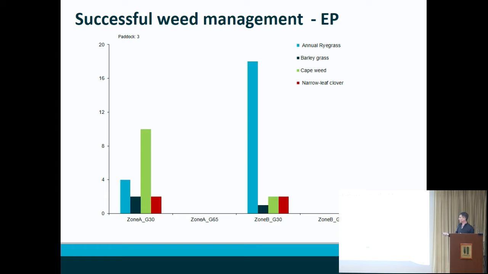Again, this field had reasonably successful weed management, an emerging population of ryegrass pointing to a future management issue, but 16 plants per square metre is unlikely to damage yield, particularly in a 6-tonne crop.